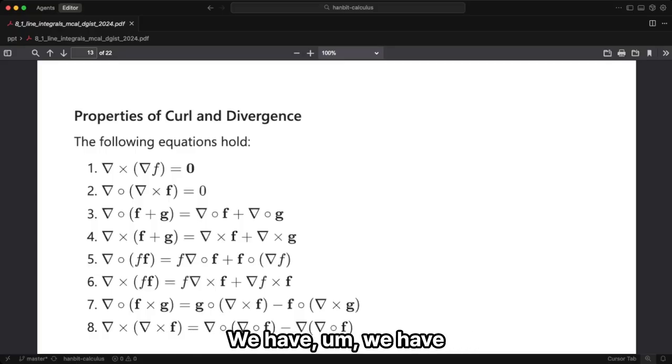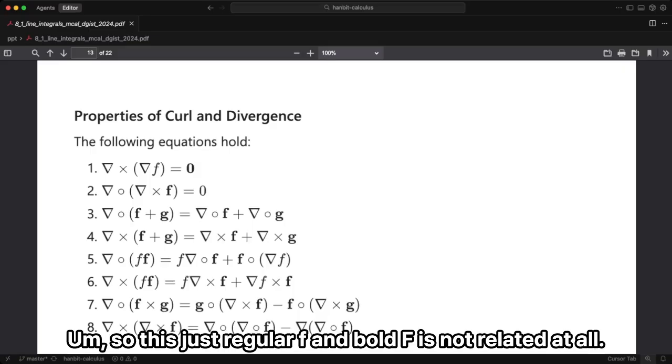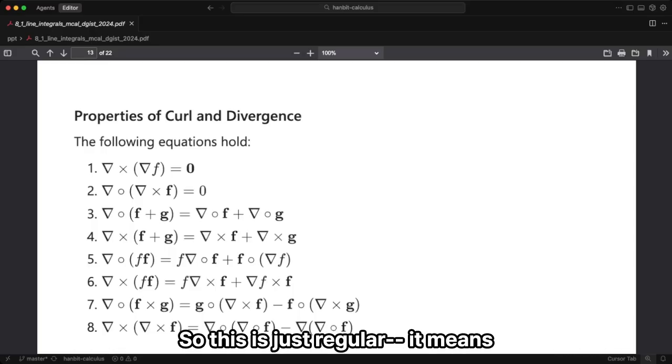We have a gradient vector field. Whenever it's not bold, it means it's a real valued function. If it's bold, then it's a vector field. So this regular f and bold f are not related at all. It's just two different things. This is just regular, meaning any real valued function. This means any vector field.